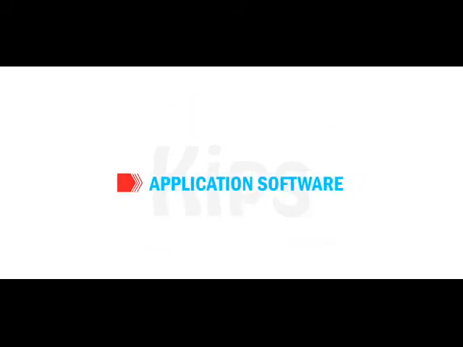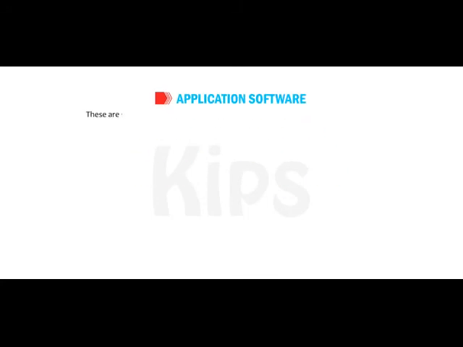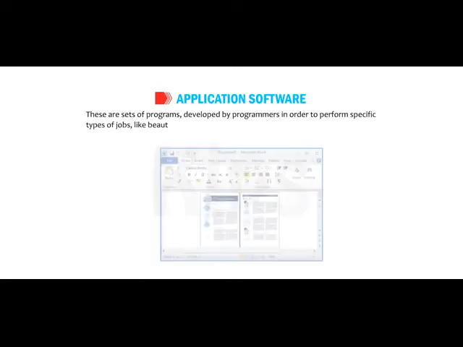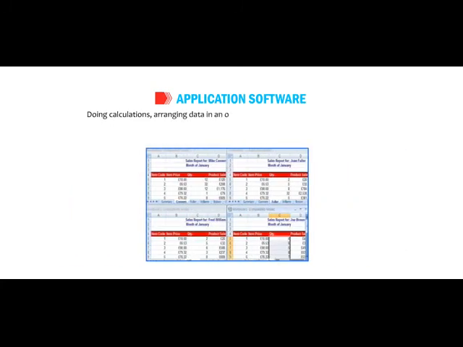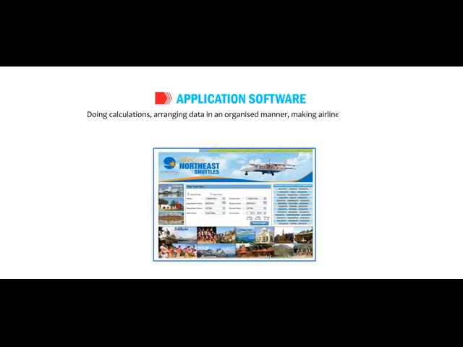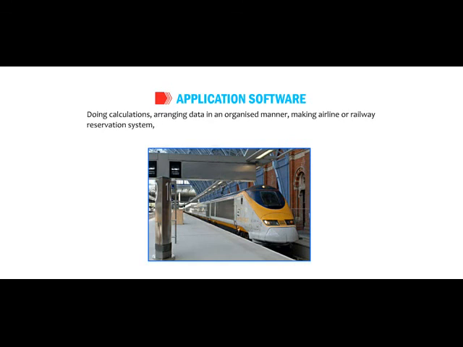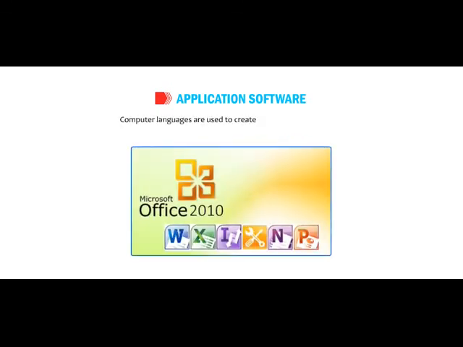Okay students, let's now talk about application software. These are sets of programs developed by programmers in order to perform specific types of jobs like beautifying documents, doing calculations, arranging data in an organized manner, making airline or railway reservation systems, etc. Computer languages are used to create these types of software.